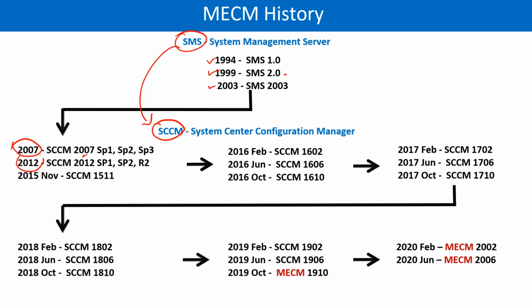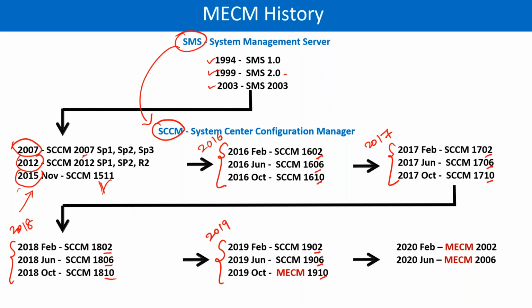Then in the year 2012, they released SCCM 2012. Then in the year 2015, they released 1511. 15 is the year and 11 is the month, so 2015 November. Then three versions were released in the year 2016, in the months of February, June, and October. These three versions were released in the year 2017, and again in 2018 and 2019, in February, June, and October.